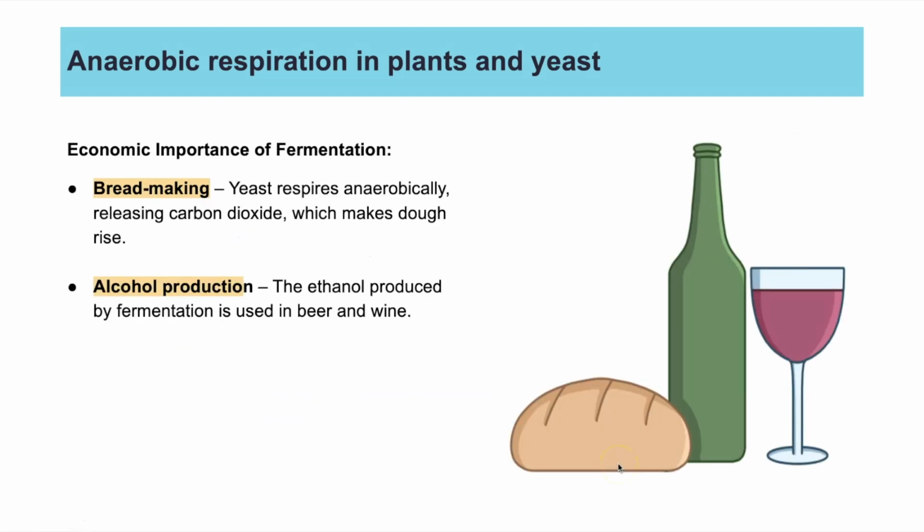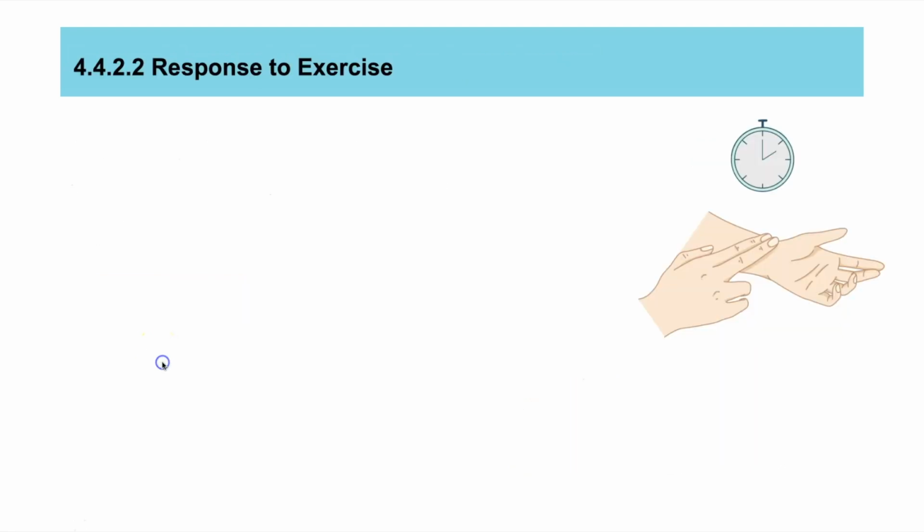So this here actually just goes through that in a little bit more detail. In bread making, the yeast respires anaerobically, that releases the carbon dioxide and makes the dough rise, which is a better word than saying bread expand. The dough is rising. And alcohol production, we've got the ethanol is produced by that fermentation process, and that's used to make beer and wine, the alcoholic drinks.